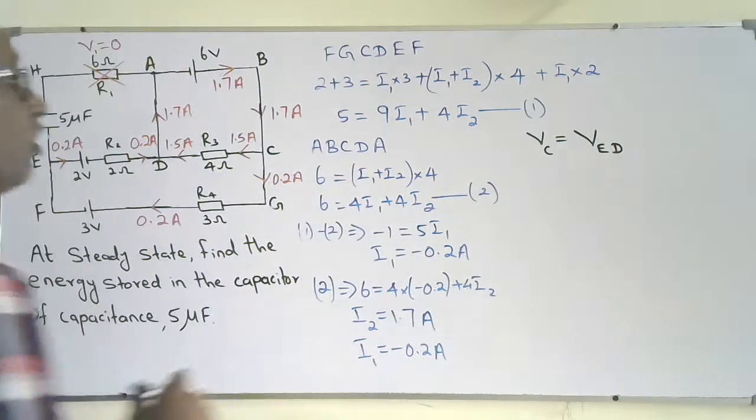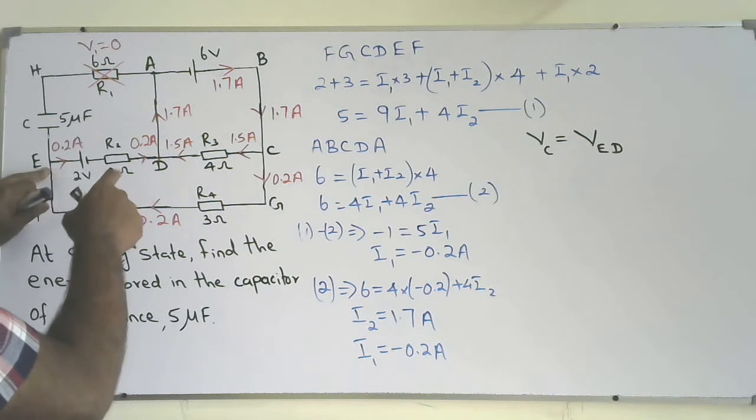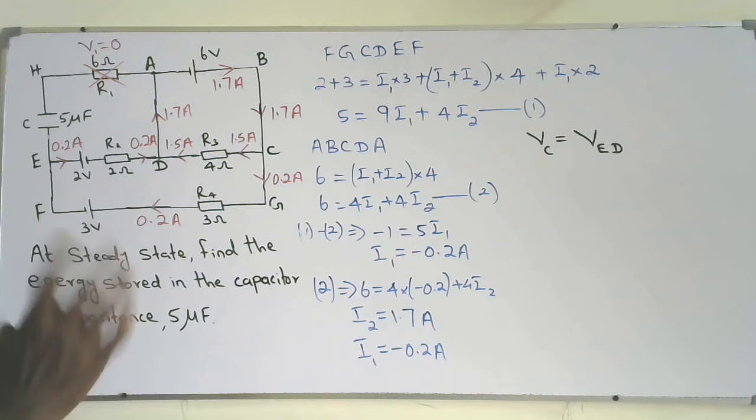VC stands for voltage across the capacitor. Voltage across the capacitor is equal to voltage across E and D. So I need to find the voltage across E and D. Okay, right. Now look at here.